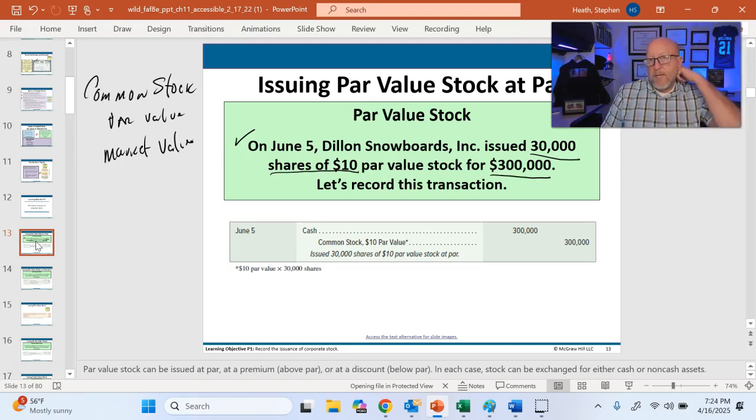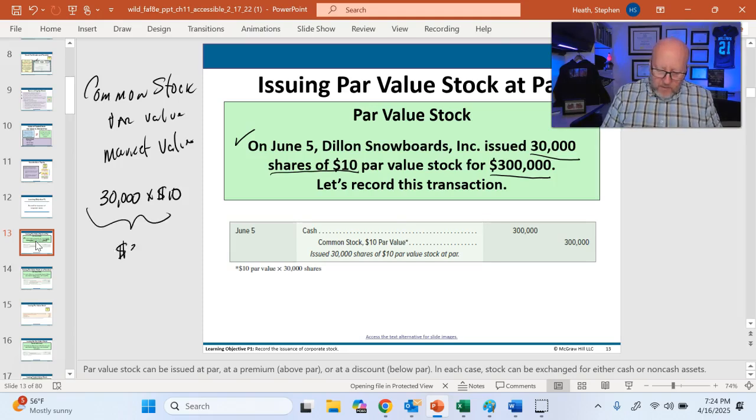So we're saying that, they make these things so complicated, but we're saying that we're going to issue 30,000 shares, okay? And we are going to sell them for $10 a piece. It has to be the case that 30,000 times $10 per share is 300,000. So in this example, the par value equals the market value.